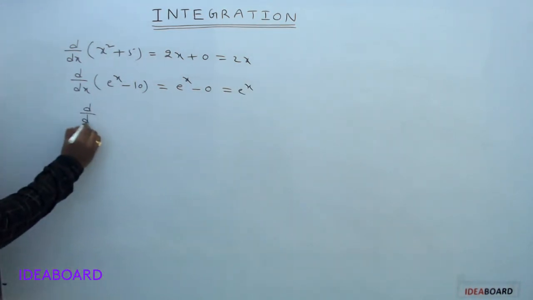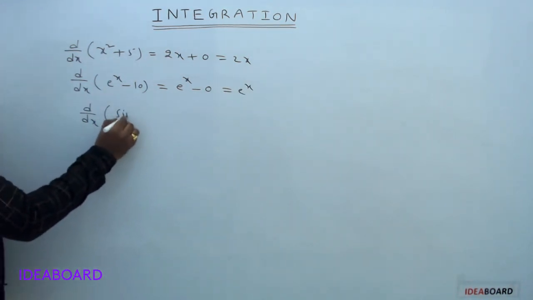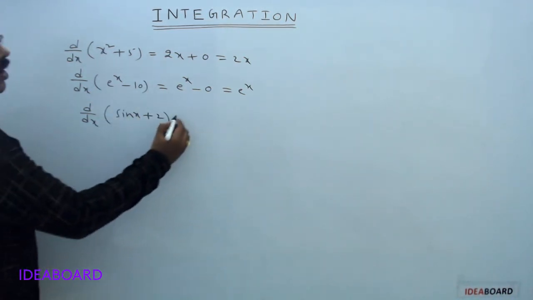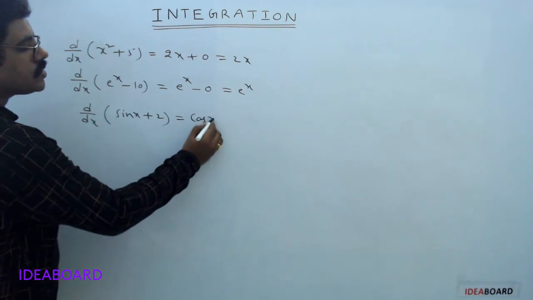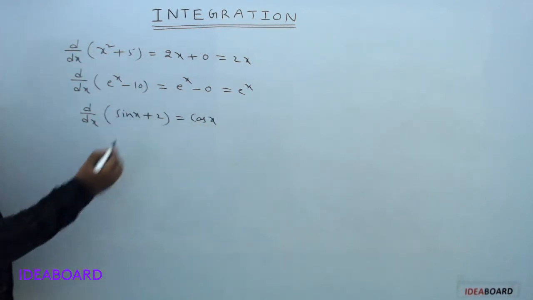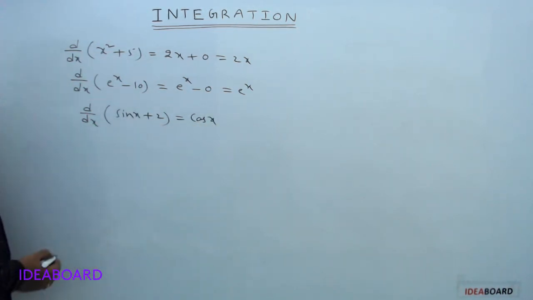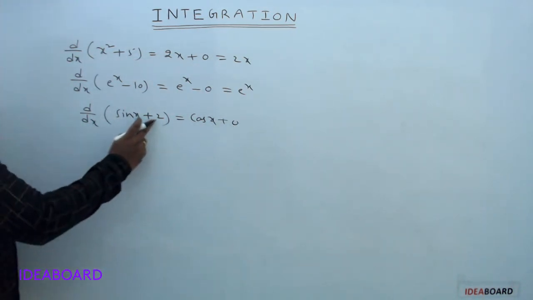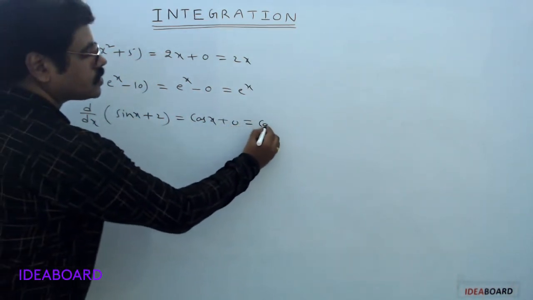What is the derivative of sin x plus 2? Derivative of sin x is cos x. 2 is the constant term, its derivative is 0. So, derivative of sin x plus 2 is cos x.